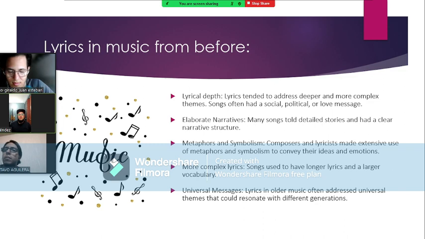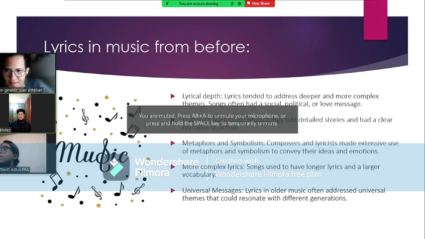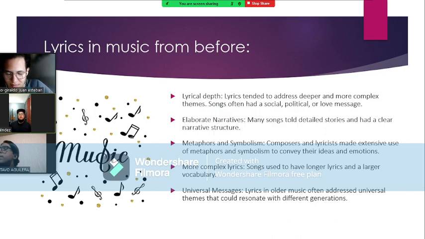Point number four, more complex lyrics. Some used to have longer lyrics and a large vocabulary. For example, Metallica. Point number five, universal message. Lyrics in older music often addressed universal themes that could resonate with different generations. For example, the Beatles, the Rolling Stones, and more.